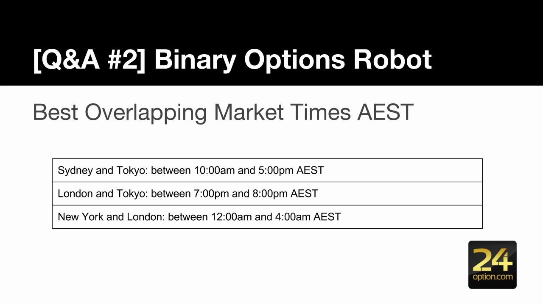Another good time is between London and Tokyo, between 7 PM and 8 PM. So that's one hour there. That might suit a lot of guys who have come home from work and are just looking to make a bit of extra income. That's a good time to run the binary options robot. Another time is between midnight and 4 AM in the morning, which probably won't suit many people in Australia, but if you convert that time, it will be very similar to Sydney and Tokyo time for people living in Europe and the States.